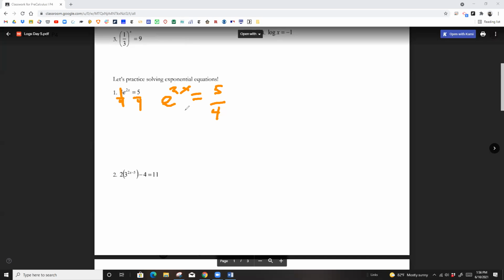All right, so now we need to get the x out of the exponent. So this is where you're going to put it into log form; it's already in exponential form, but we're going to put it in log form. That's your base. This is your answer. And then this is your exponent. E's are hard. All right, so in log form, that's going to be log base e, because that's your base, of 5/4, equals 2x.